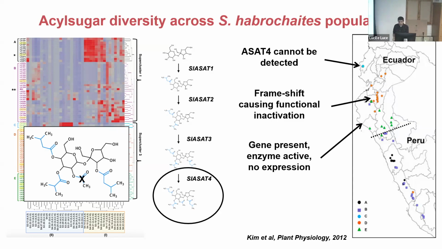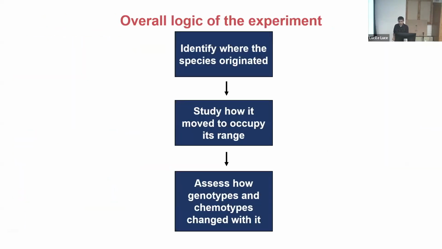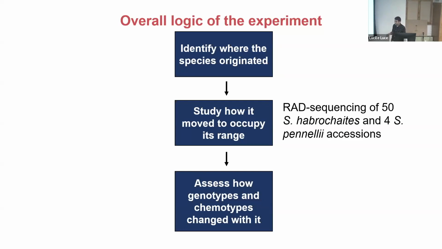When I started working on this project, the idea was very simple. I wanted to figure out where the species originated, how it has moved across the range, and then see how these chemotypes evolved. For this, I did RAD sequencing of 50 Solanum habrochaites accessions and 4 Solanum pennellii accessions.